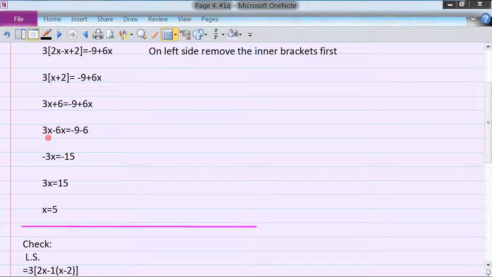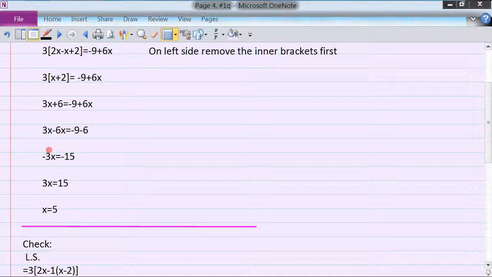This 3x stays the same. This one stays the same. Now, 3x minus 6x is minus 3x. Minus 9 and minus 6 sum to minus 15. If I've got a minus and a minus here, I can multiply both sides by minus 1. I can just change it to plus and plus, because essentially what I'm doing is multiplying the left side by minus 1 and the right side by minus 1.